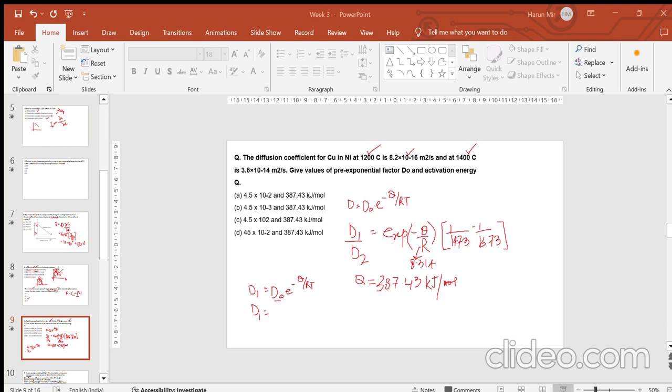So we have 870 plus 273. That is 1143. 870 plus 273, 1143 times 8.314.